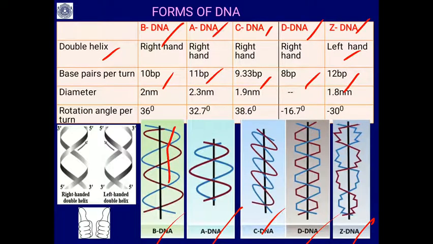What is the diameter? This one is 2 nanometers or 20 angstroms. A is wider, 2.3 nanometers.